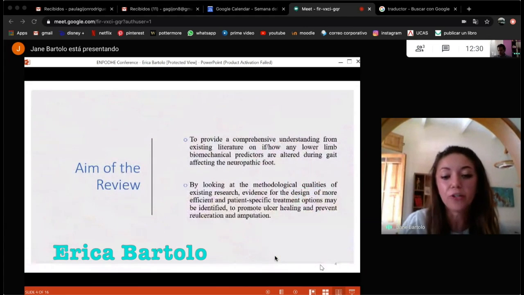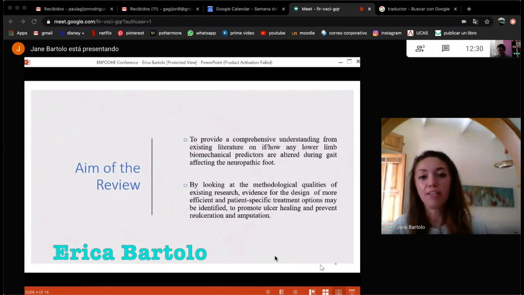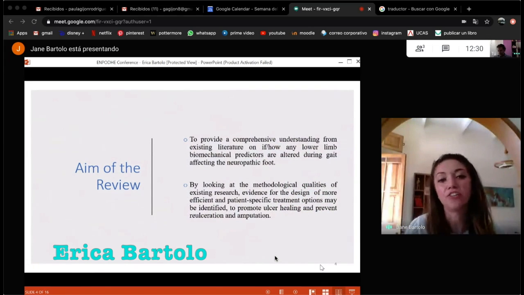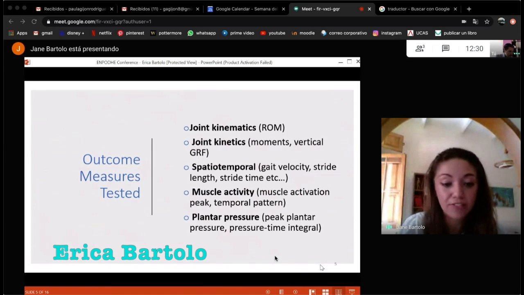So through this review, it is aimed that the underlying mechanism of the increase in plantar pressure resulting in ulceration is found, so that more patient-specific treatment options can be provided, therefore speeding up healing and preventing ulceration with amputation. The outcome measures analyzed in this review were joint kinematics, kinetics, spatiotemporal parameters, muscle activity, and plantar pressure.